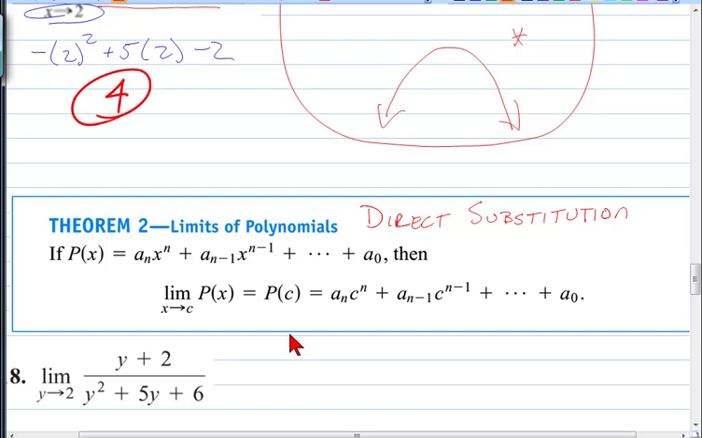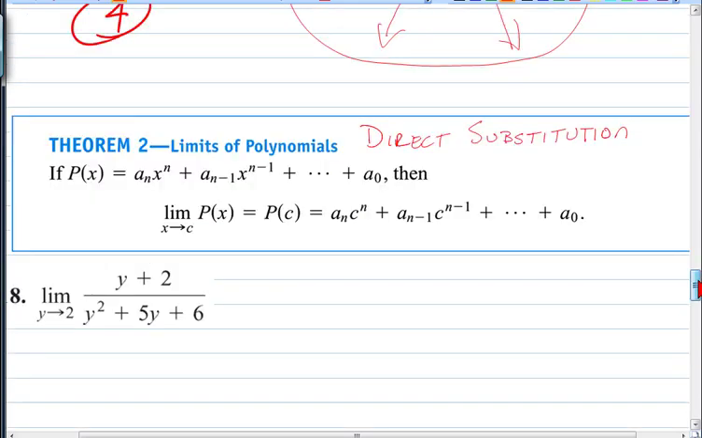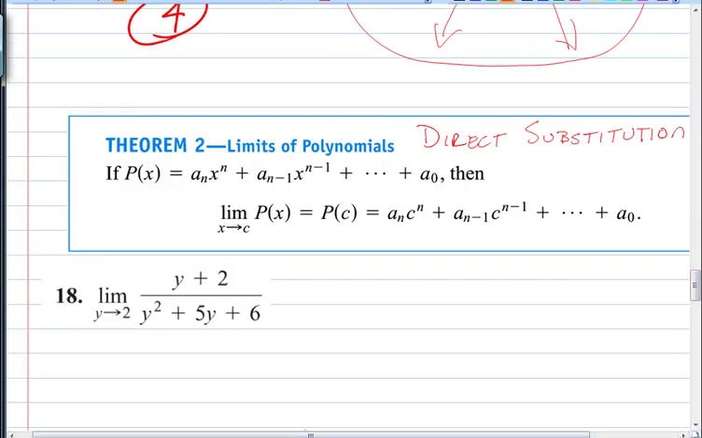Okay? Now, actually, it doesn't have to be just a polynomial function. As long as your function is defined at that point, you can use direct substitution. Okay? Let's look at the following. This is number 18 out of your book. This says the limit as y approaches 2 of this rational function. This is a polynomial over a polynomial. It happens to be a linear over a quadratic.